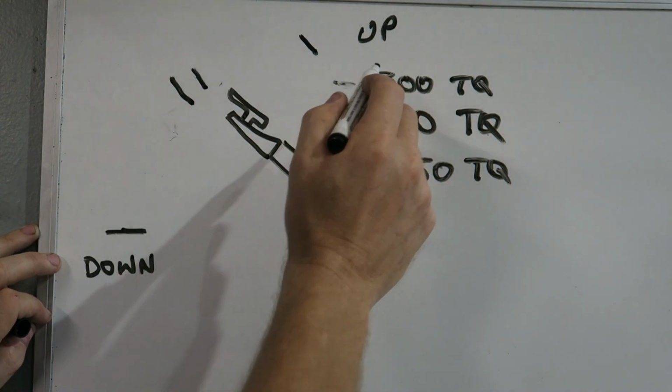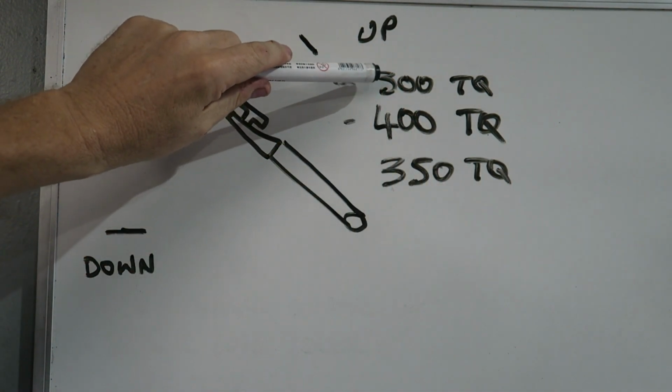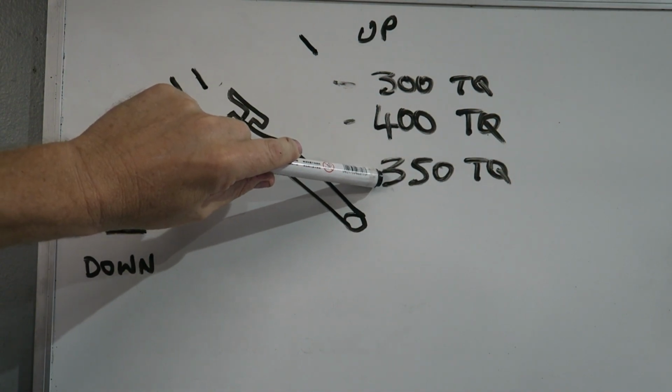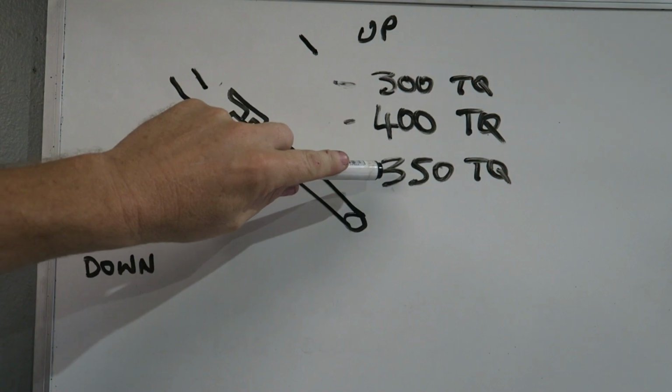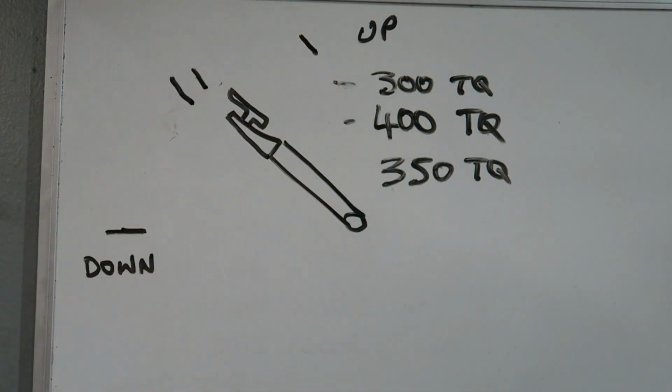The 300 is carbon Kevlar. That clutch will last longer. This won't last quite as long, but it will handle more horsepower and torque. So keep that in mind. That is my quick demonstration of clutches.